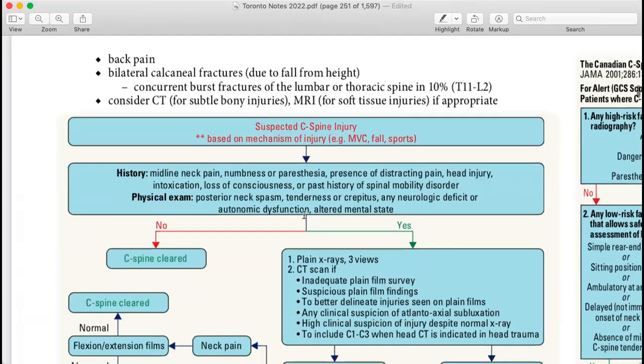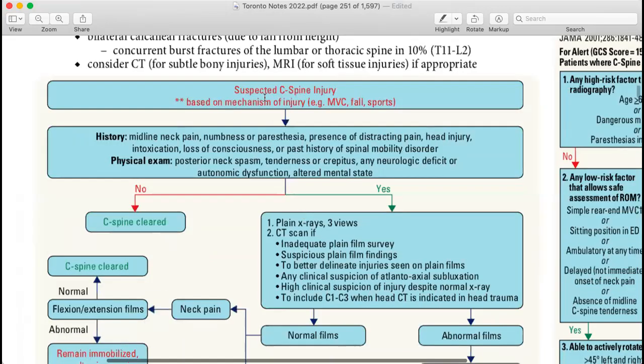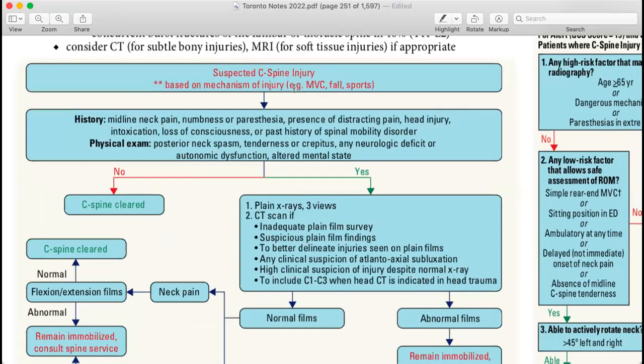Now, this table is everything you need to do from here. Suspected C-spine injury based on the mechanism of injury, as we discussed: motor vehicle collision, fall, and sports. You are going to check the history, as we already discussed: numbness, midline tenderness, and whether there is a history of mobility disorder, headache, intoxication, those things.